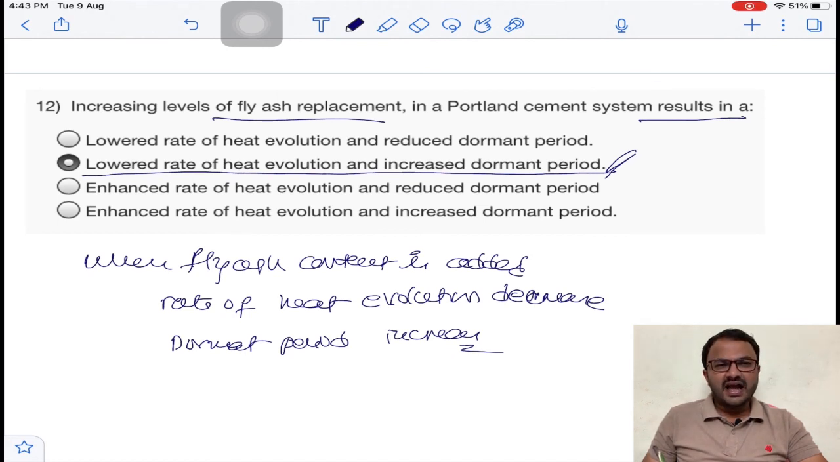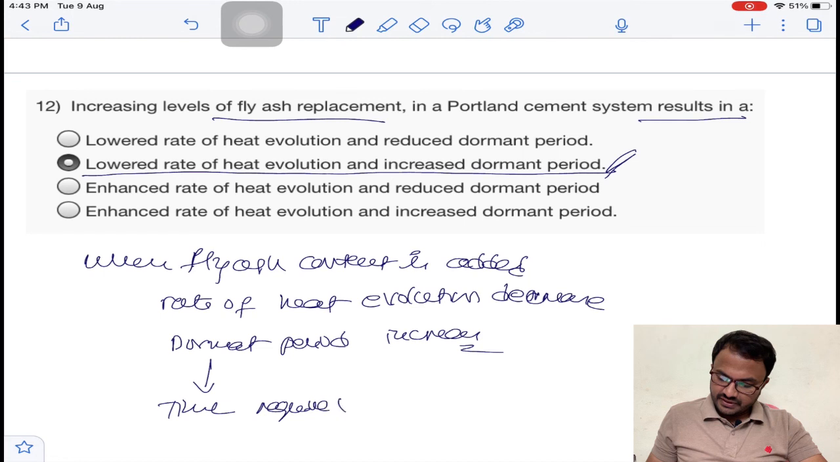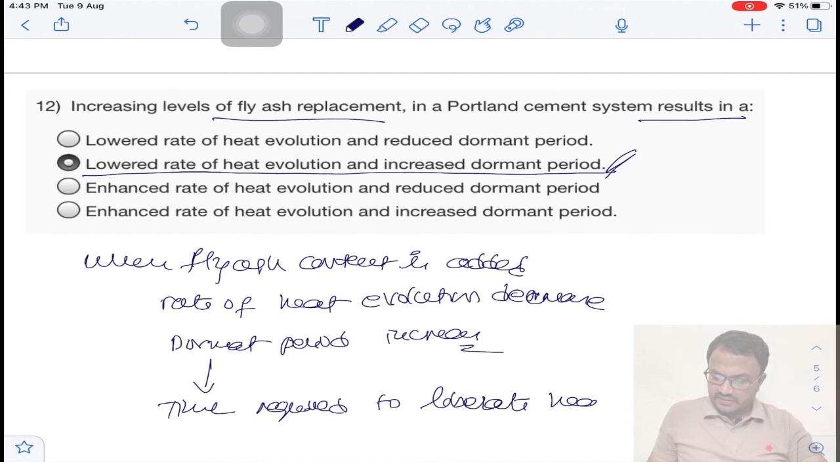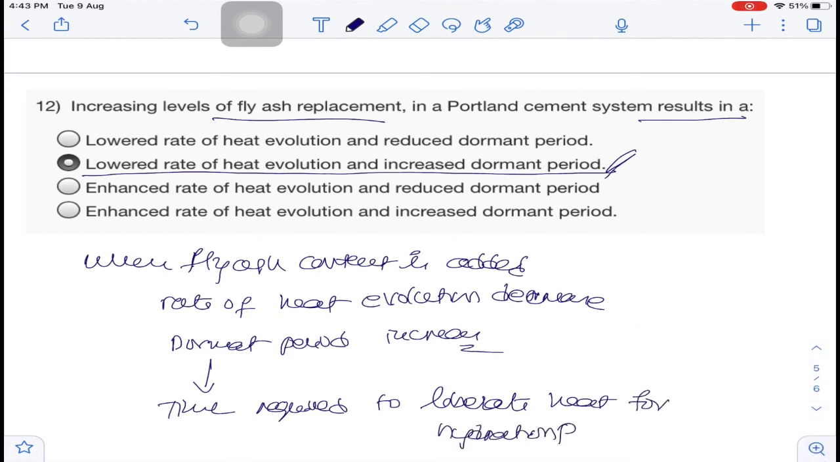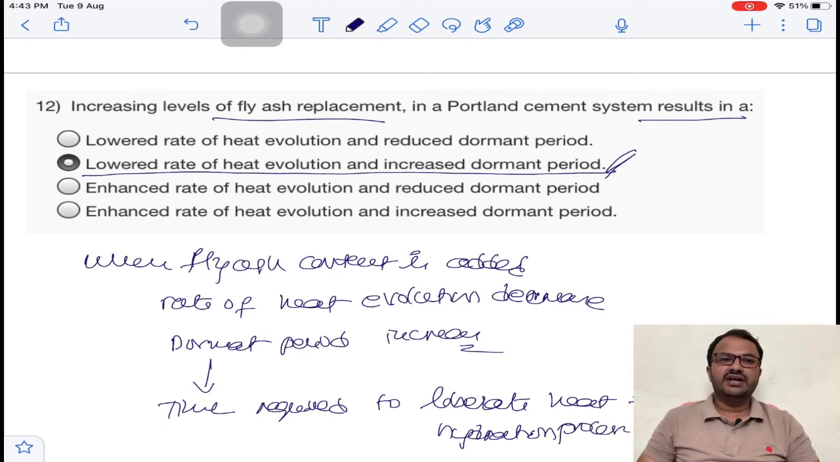The dormant period is the time required to liberate the heat for the hydration process. If we add fly ash into the cement, it will reduce the heat of hydration. Whenever the heat evolution is reduced, the heat will be liberated very slowly. So obviously the dormant period will increase.